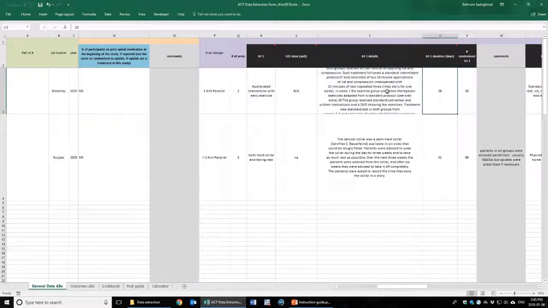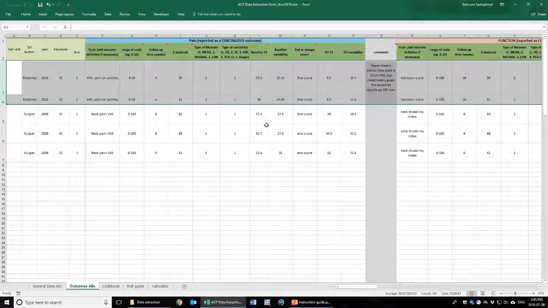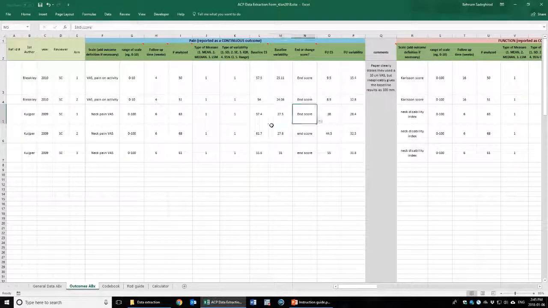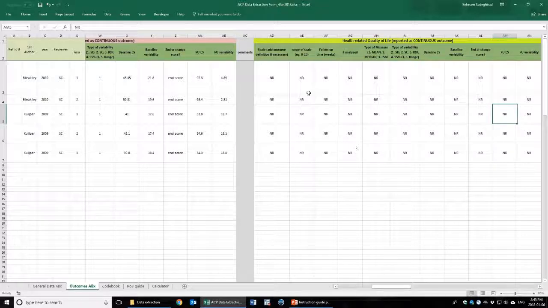If the study does not report one of our outcomes, you will enter NR. You will also use NR in the outcomes sheet if the study does not measure one of our outcomes of interest. This is to make sure that there are no empty cells when the statistician goes to work.